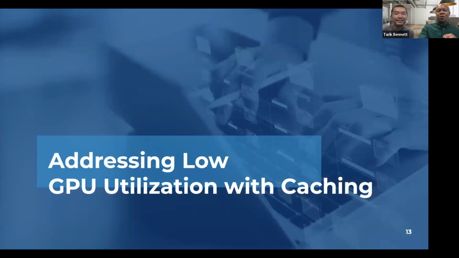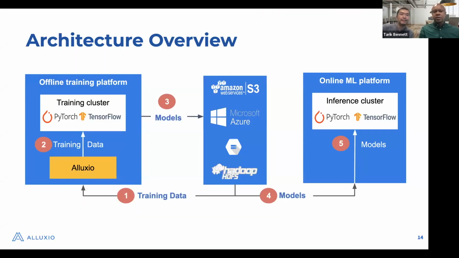So we're going to talk a little bit right now about a test that we've run, about how we're addressing low GPU utilization with caching. The same technology that helped you address the trade-off between cost effectiveness and high performance is going to do something similar with GPU utilization. So can you speak a little bit into this architecture?